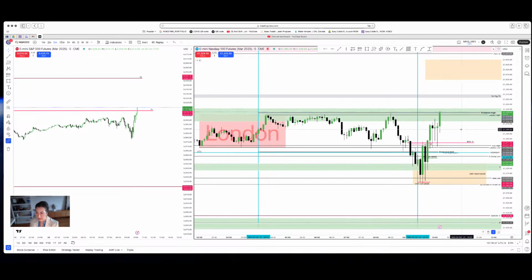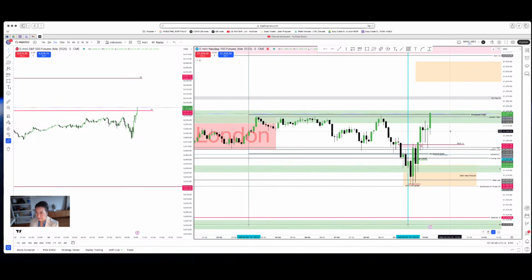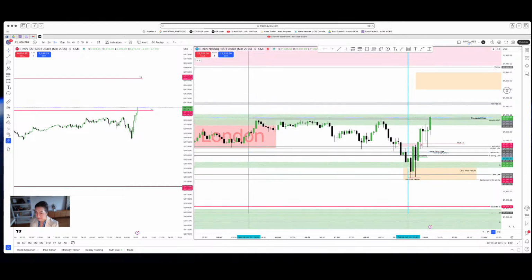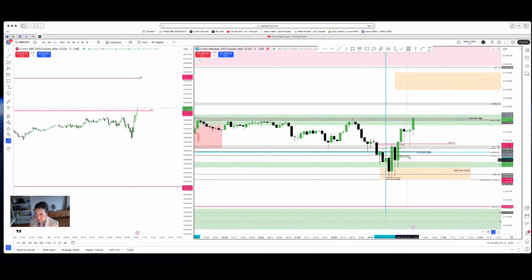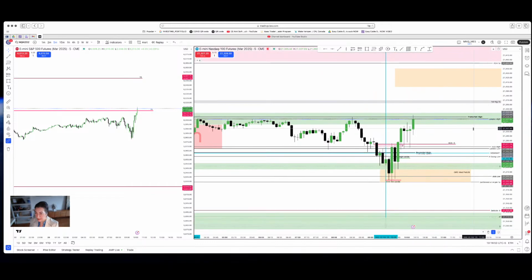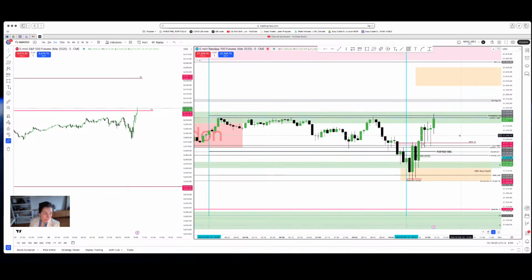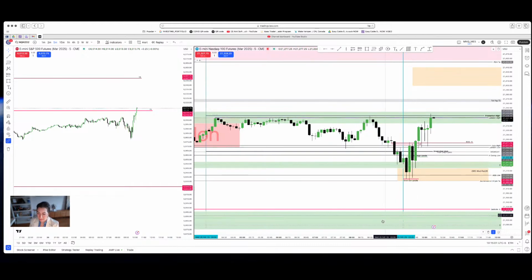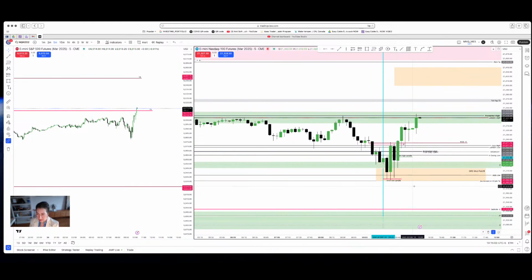Okay, so we're above London. Even if I had gone long this morning off of the 5-minute break and retest, I have to ask myself, what would it have taken me to stay in that trade with all these wicks down? The probability of me being wicked out of my stop is pretty high.